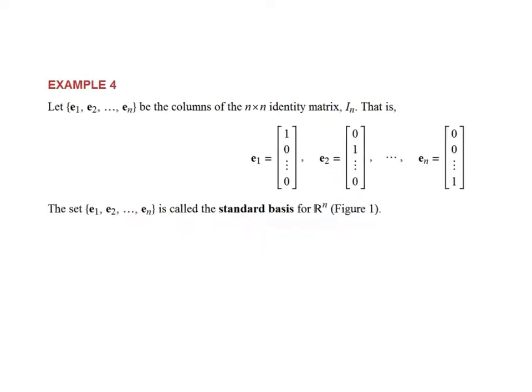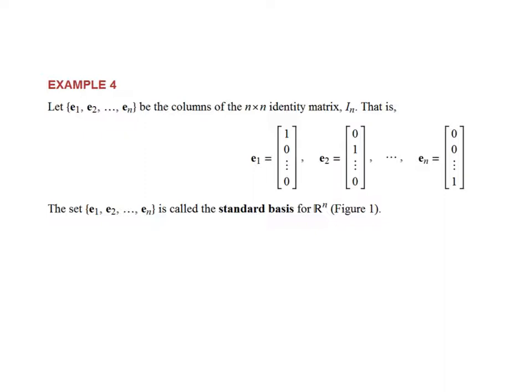In the next example, there's no work that we have to do, just the understanding. E1 through En, that set of vectors, those are the columns of the identity matrix. You know, 1 with a bunch of zeros below it, then 0, 1, and a bunch of zeros below it, then 0, 0, and a 1 all the way at the bottom. Those are my E1 through En. The columns of the identity matrix are called the standard basis for Rn, because they are clearly linearly independent and they span Rn. Okay, so that's called the standard basis.